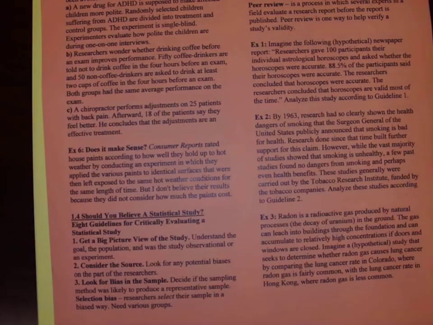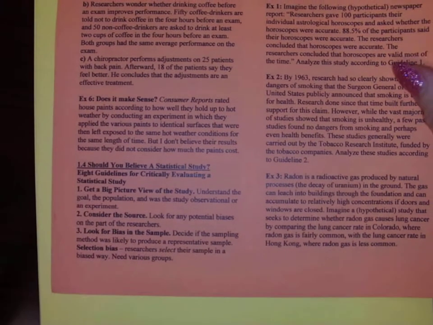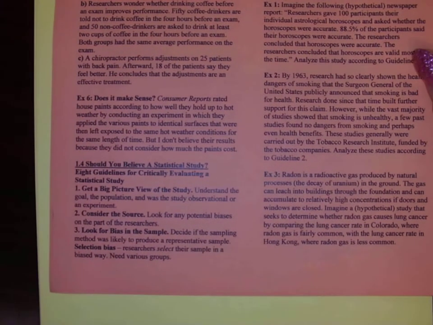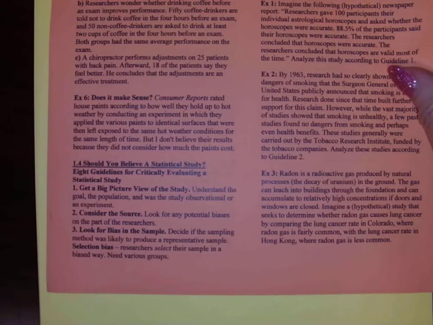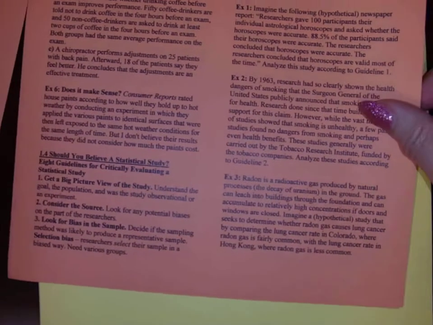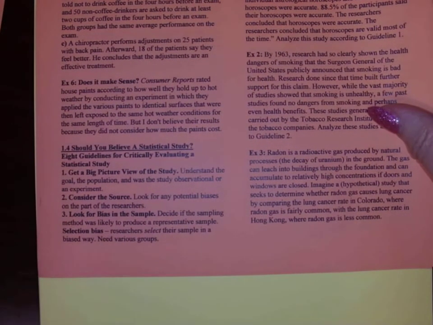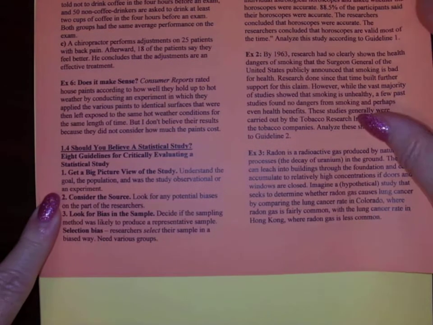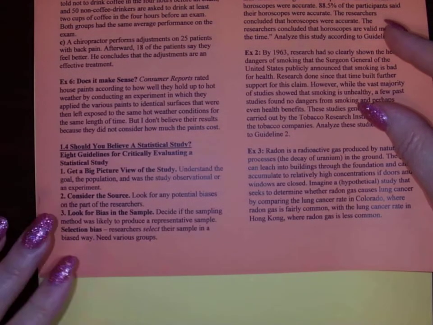All right, so we are talking about whether or not you should believe a statistical study. There are actually 8 guidelines that are used for critically evaluating a statistical study. The first one is to get a big picture view of the study. So understand the goal, the population, and whether the study was observational or an experiment.